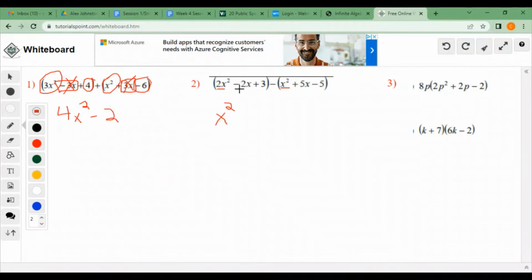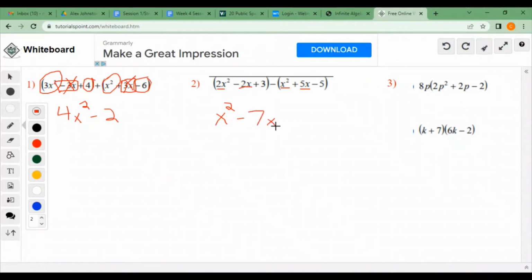Now we're going to look at the x's. You got a negative 2x minus, now watch this. This is where kids get confused. That's negative 2 minus, see that minus in the middle of the parentheses? Minus the 5x. So negative 2 minus the 5x is a negative 7x.